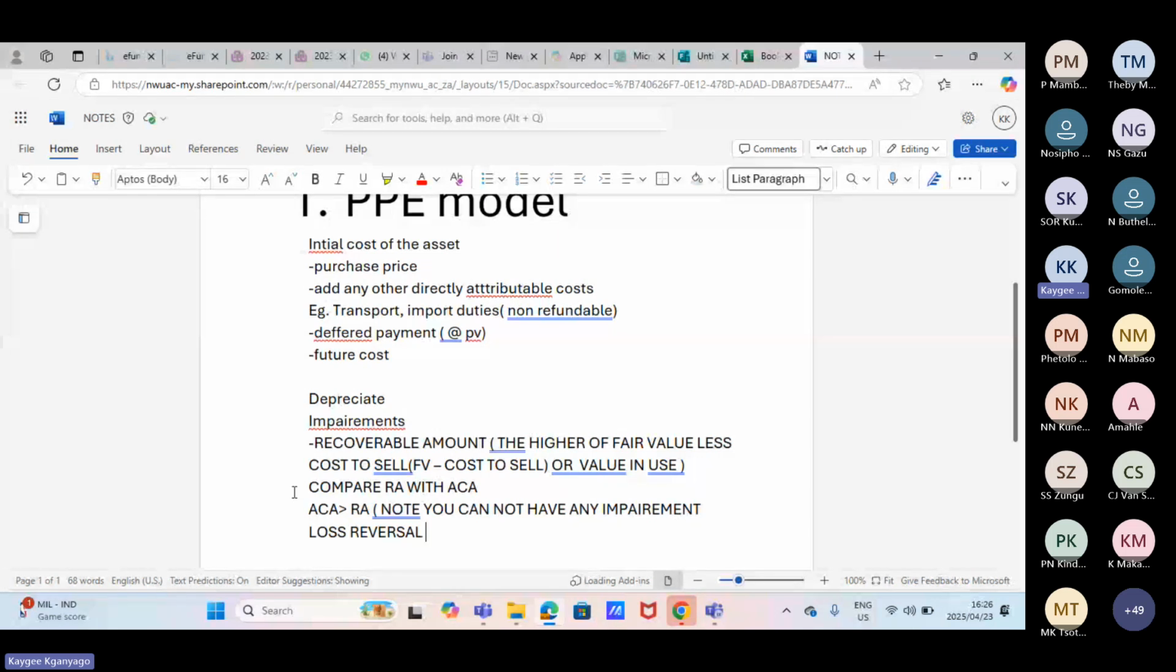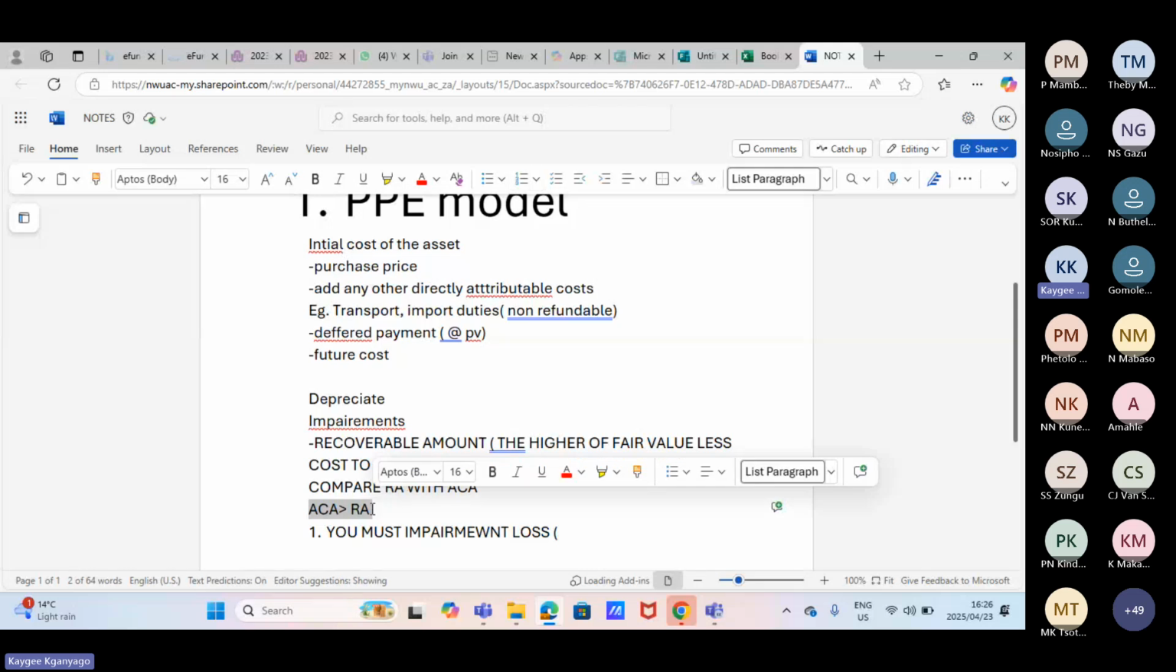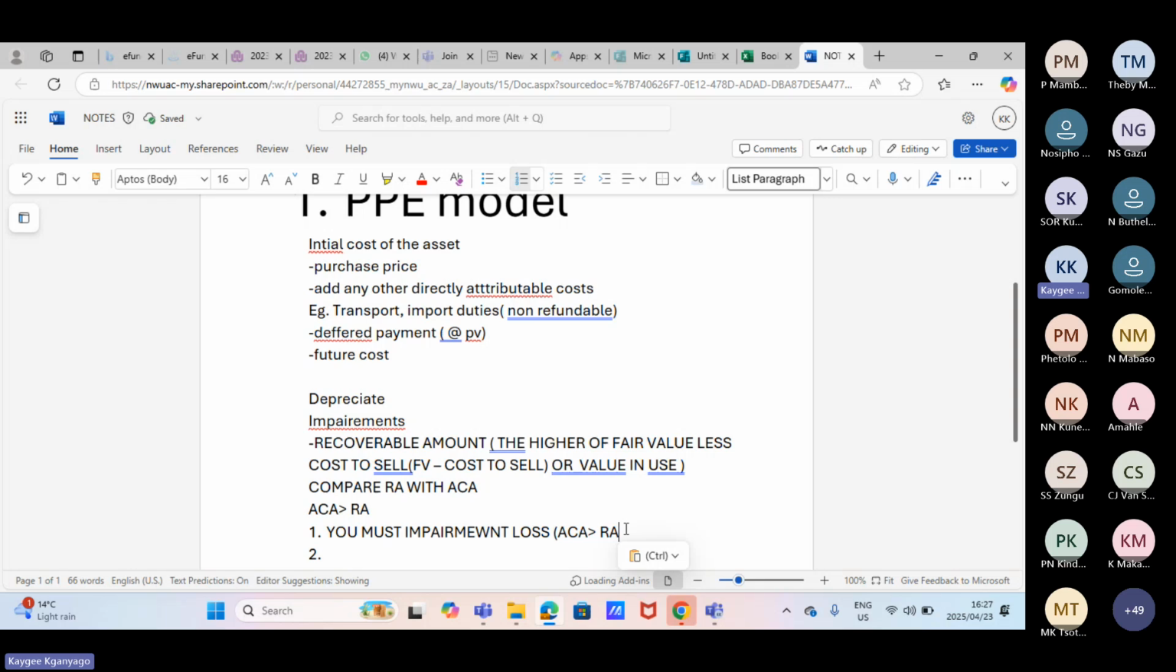Okay, this is the next step. The first step that you must know, you must impair first. You must have impairment loss first, ne? And this is when I'm taking this step here. This is whereby your actual carrying amount is higher than your recoverable amount, ne?